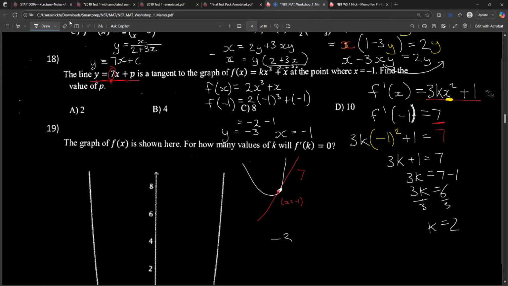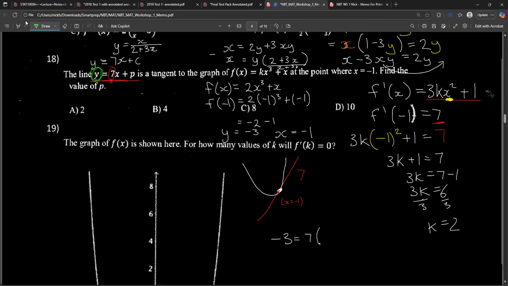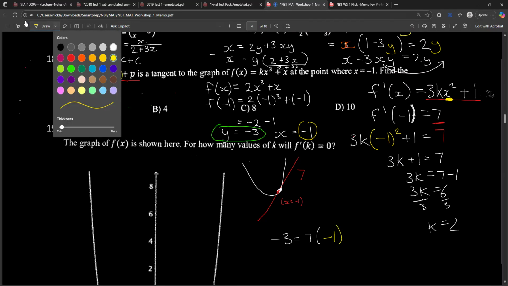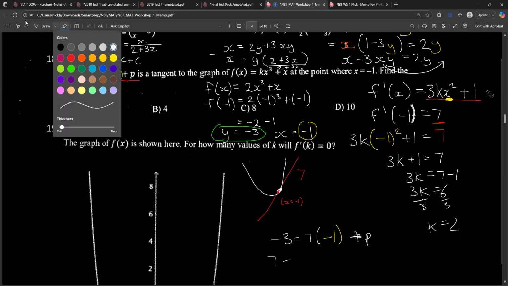Okay, so we say negative 3 equals 7x plus p. We're replacing the y with a negative 3, and we're replacing the x, let's put that in yellow, with a negative 1. And that is going to help us figure out what p is. Take the minus 7 to the other side, becomes plus 7. So 7 minus 3 gives you 4. So the answer for that one is 4.